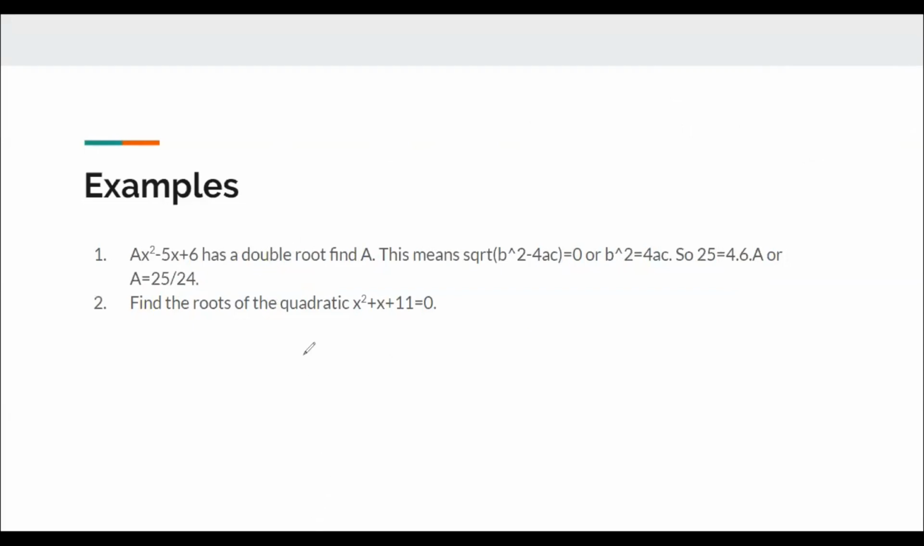Okay, now we're going to use the quadratic formula here. Find the roots of the quadratic x squared plus x plus 11 is equal to 0. So we use the quadratic formula. You're going to get minus 1 plus or minus the square root of b squared minus 4ac.